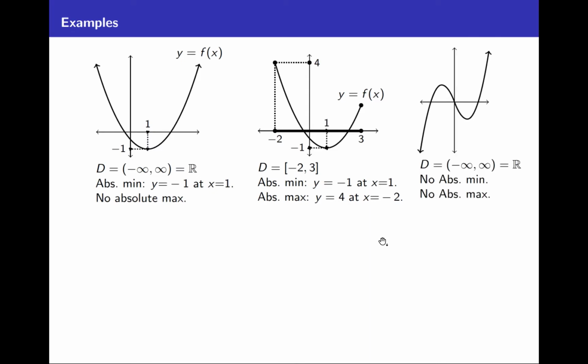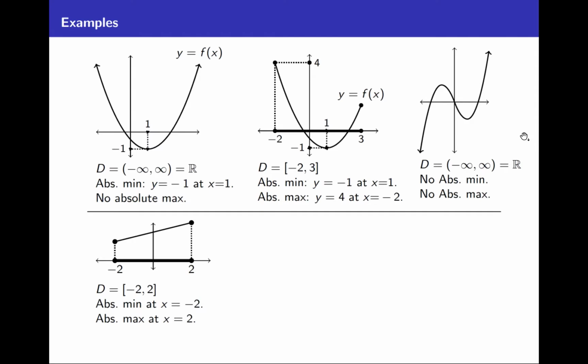Another example. Here D is the entire real line again. And this looks like a cube function. Notice here there's no absolute maximum and there's no absolute minimum. You can keep going down and down and down. You never get to a lowest point, nor do you ever get to a highest point on this graph.